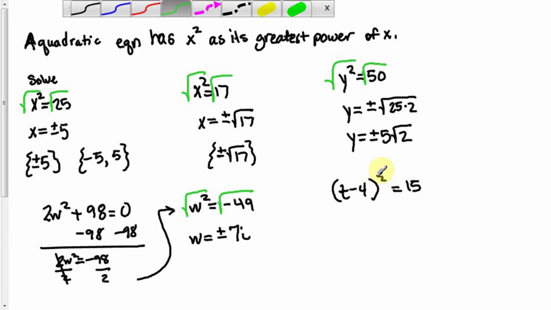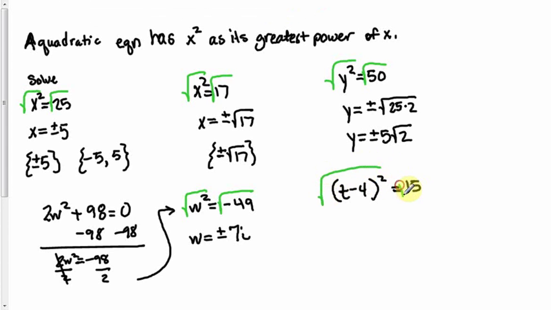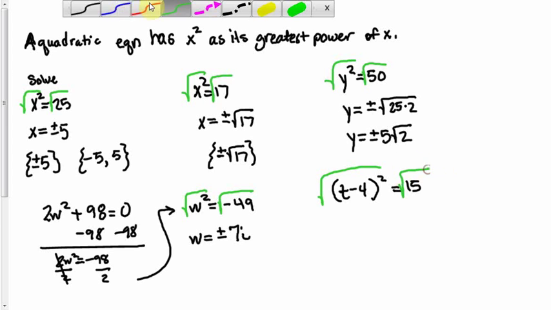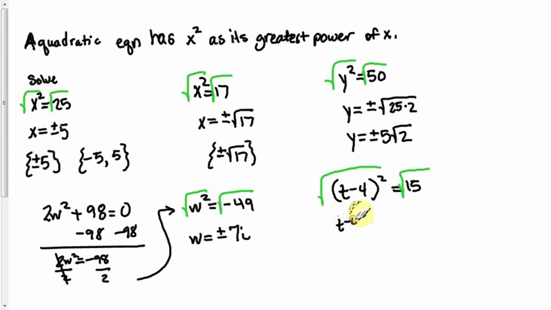Well, it's the same concept here. You have something being squared, one thing being squared, nothing being added or subtracted, multiplied, or divided on the outside of it. So you will start by square rooting both sides. You will be left with t minus 4 because remember, square rooting and something that's squared undo each other. And you get plus or minus root 15.